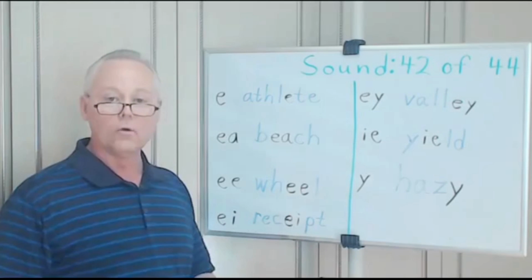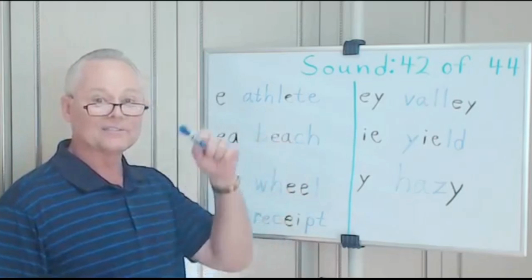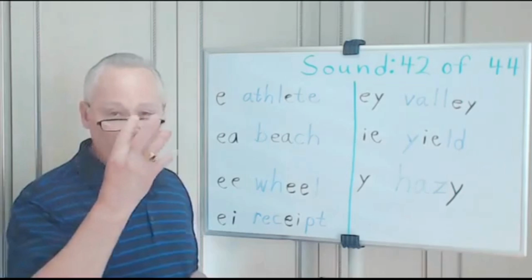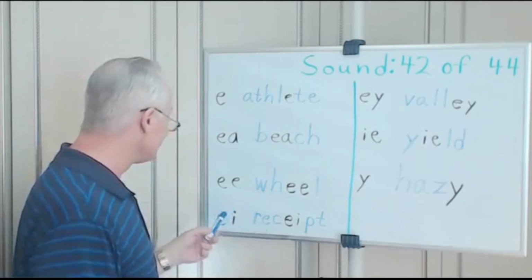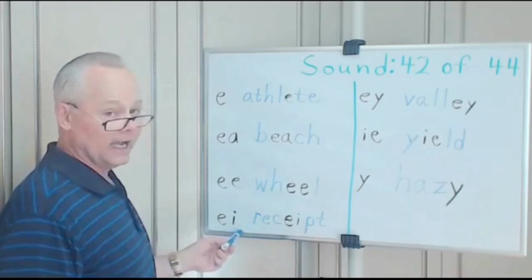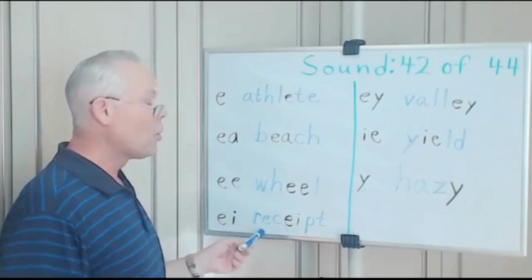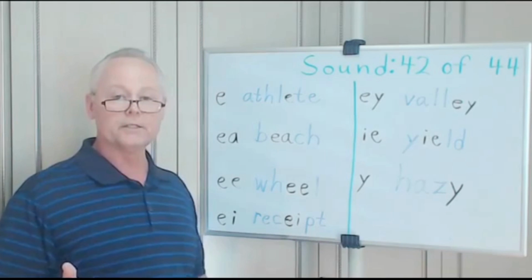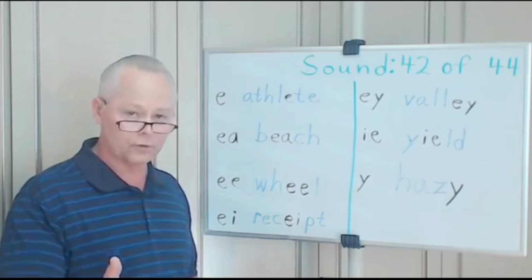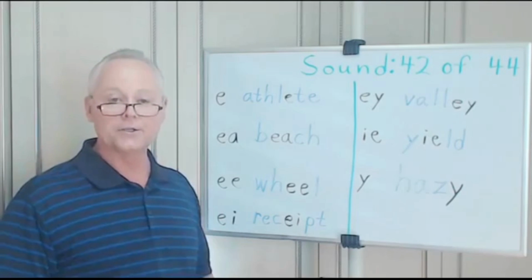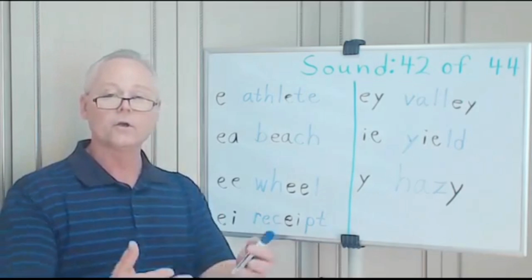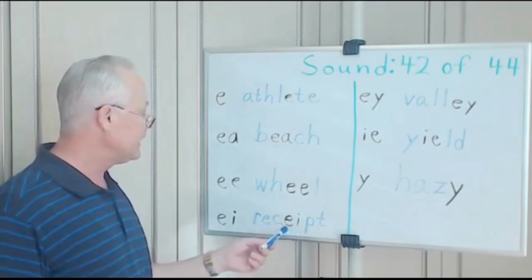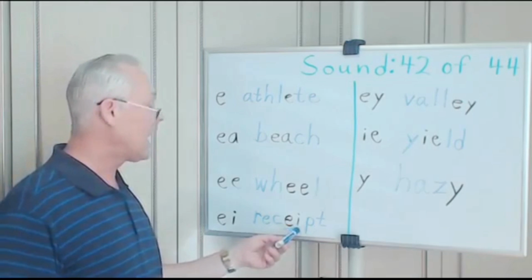A wheel. The wheels on the bus go round and round, right? You have 4 wheels on your car, 2 wheels on a bicycle. EI, as in the word receipt. Well, if you go someplace to buy something, you go to a store, you give the money to the cashier to pay for your goods, they're going to give you a little piece of paper that says that you paid. A receipt.